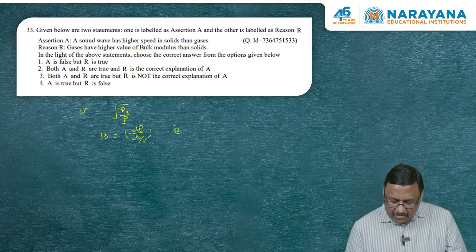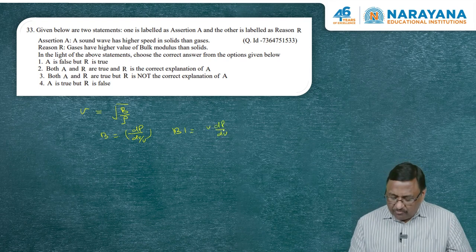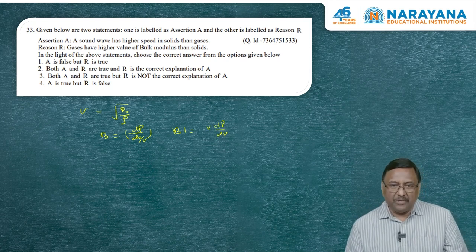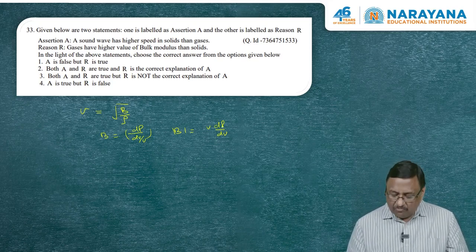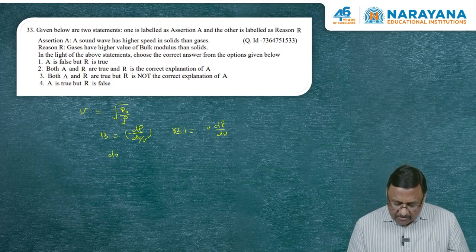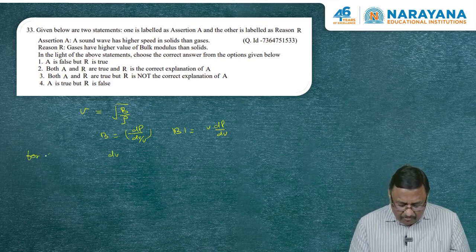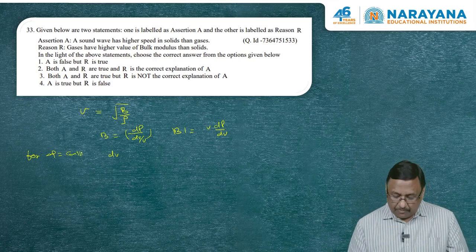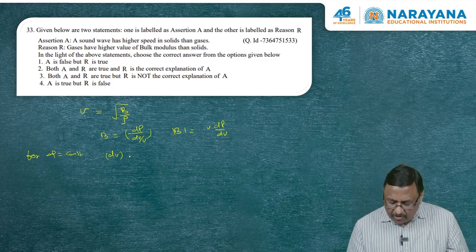If I write bulk modulus magnitude here, we can say it is V into dP divided by dV. One thing is obvious, for the same change in the pressure, the change in the volume of the solid is going to be less in comparison to the change in the volume for the gas. So here we know, for the same change in pressure, if I consider delta P to be constant, I can write dV for gases is much larger than dV for solids.